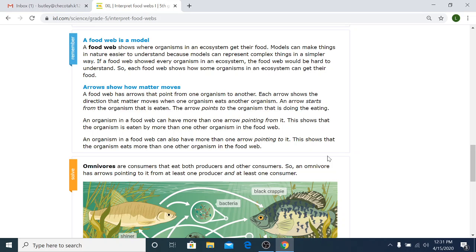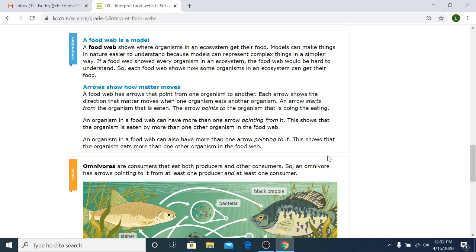An organism in a food web can have more than one arrow pointing from it. This shows that the organism is eaten by more than one other organism in the food web. An organism in a food web can also have more than one arrow pointing to it. This shows that that organism eats more than one other organism in the food web.